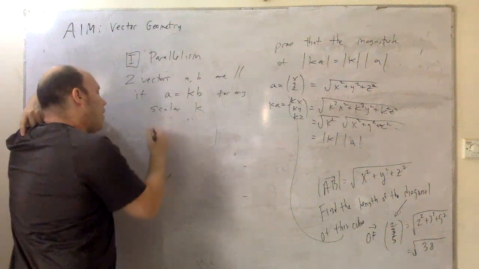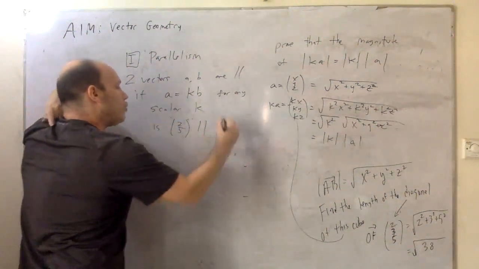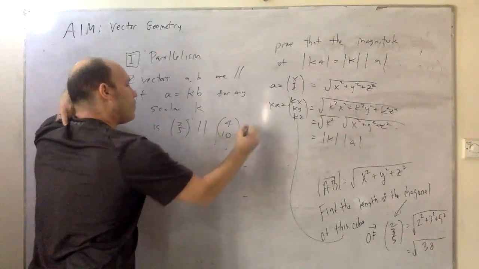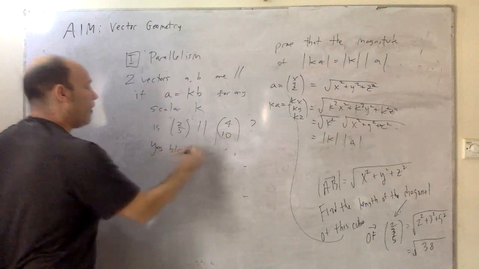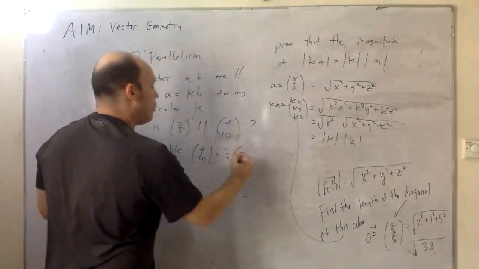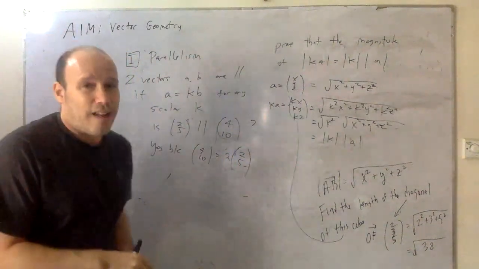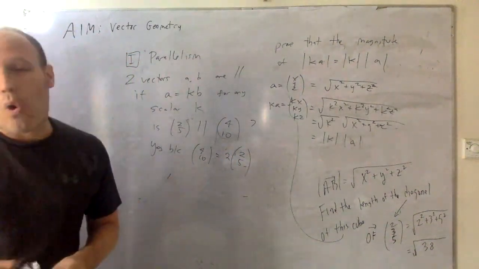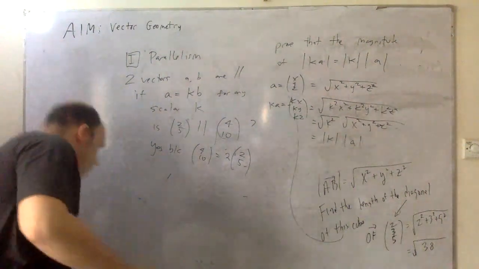And that's the idea. So for example, is 2, 5 parallel to 4, 10? And you would say yes, because 4, 10 is equal to 2 times 2, 5. That's it. Now, knowing that vectors are parallel, you could also figure out if they're collinear.